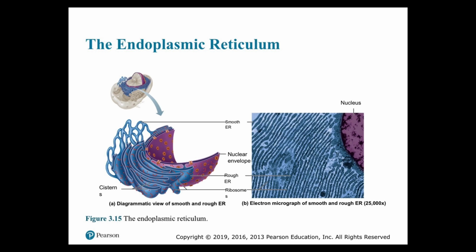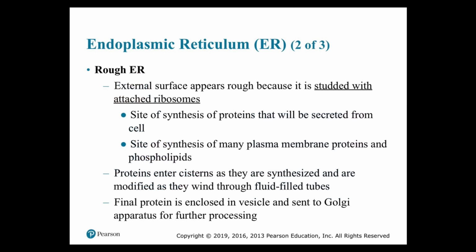Figure B is an electron micrograph of both the smooth and rough endoplasmic reticulum. It's been magnified 25,000 times. So the rough endoplasmic reticulum, it's the external surface. The external surface appears rough because we said it is studded with these attached ribosomes. It's the main site of protein synthesis that will be secreted from the cell. So it's also the site of synthesis of many plasma membrane proteins and phospholipids.